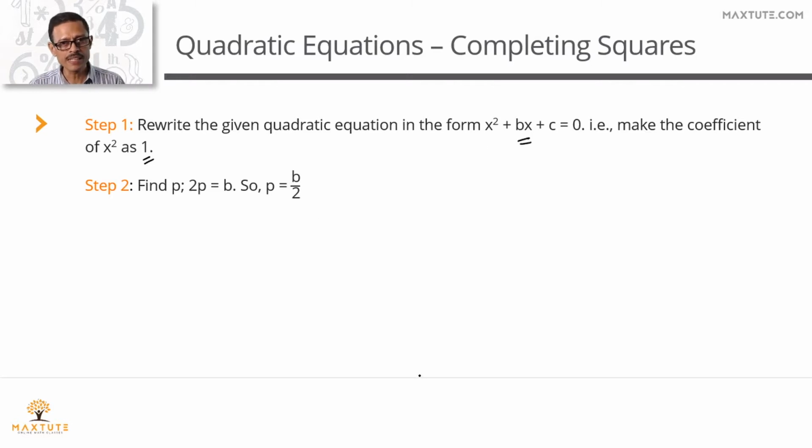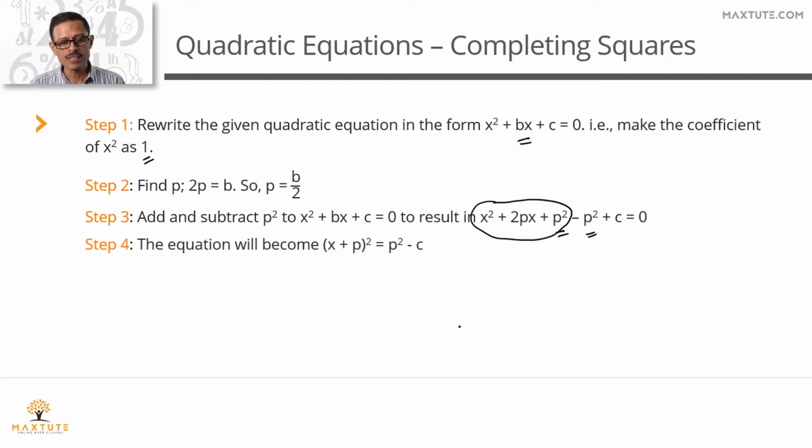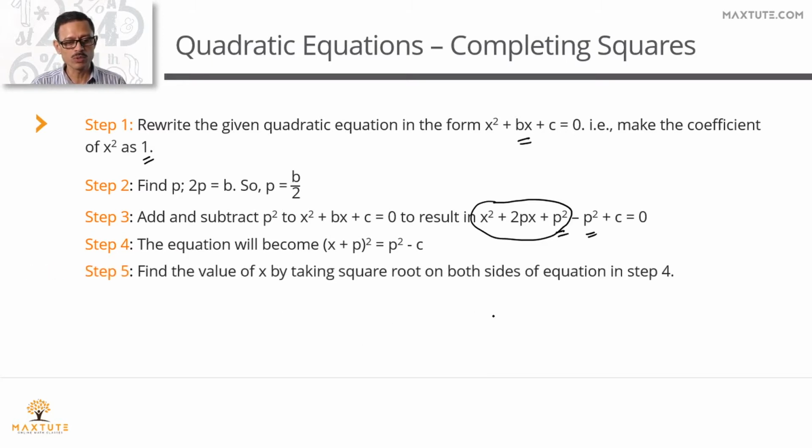Step 3, add and subtract a p square. Add a p square, subtract a p square. This part of the equation is essentially going to become x plus p the whole square. Take this minus p square and c to the right hand side. You'll have p square minus c. Take square root on both sides. Find the value of x. That's all there is. 5 steps.